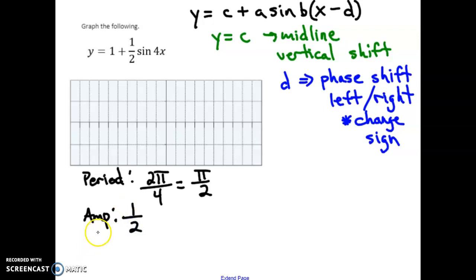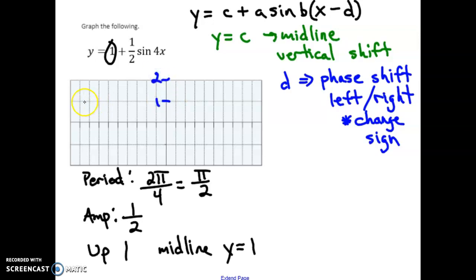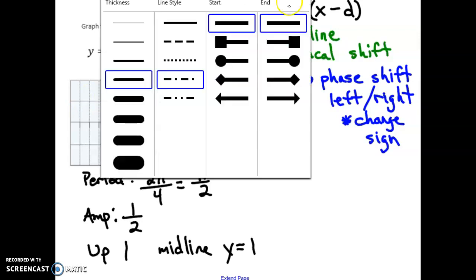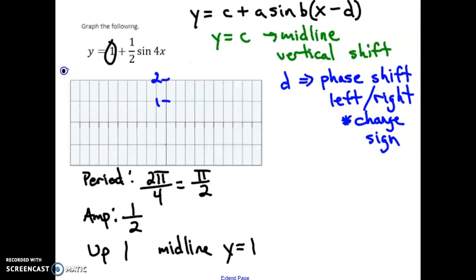And then we also want to say that this graph is going to move up 1 from this 1 right here. So the graph will move up 1, and so this makes the midline y is equal to 1. And I actually like to put that on the graph first, because what that does is it gives you a new x-axis. So we'll make this 1 and this 2. And so this midline gives you the new x-axis. So everything's going to be in reference to that.